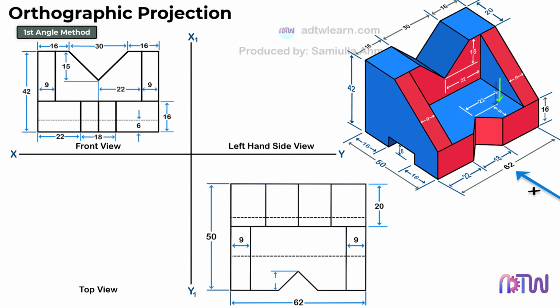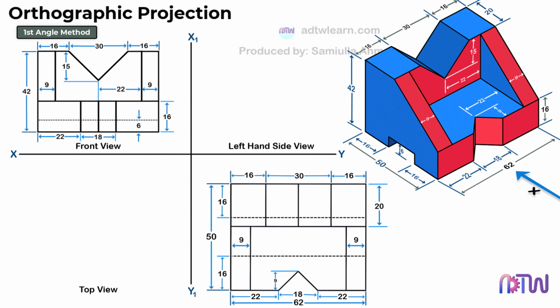The depth of this notch is 9 mm, and the width is 18 mm. And it is 22 mm away from the sides. The width of this notch is 30 mm, and it is 16 mm away from the sides. These dotted lines represent this inner slot. The distance of this slot from both sides is 16 mm. This is the final top view of the object with dimensions.